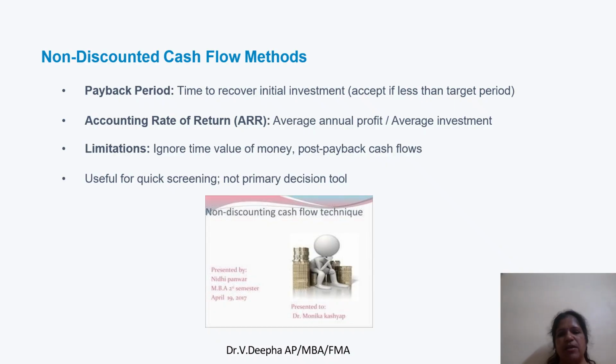Non-discounted cash flow methods are payback period and accounting rate of return. Payback period is the time to recover the initial investment. Accounting rate of return is the average annual profit divided by the average investment. Limitations: they ignore the time value of money and post-payback cash flow. They are useful for quick screening, but not as the primary decision tool.